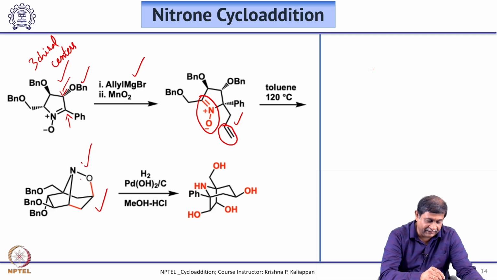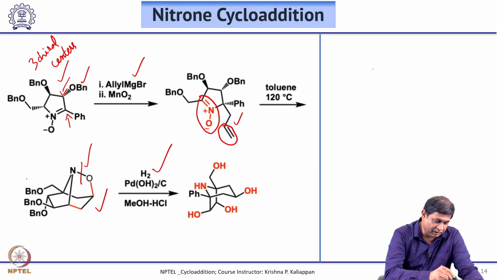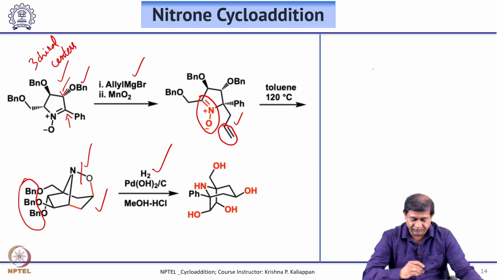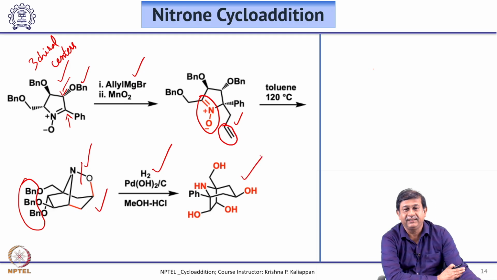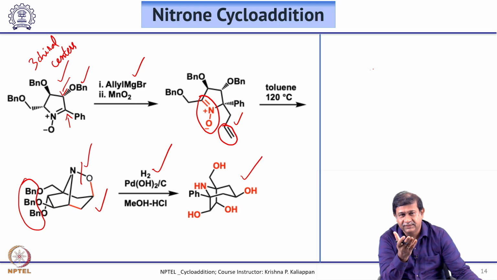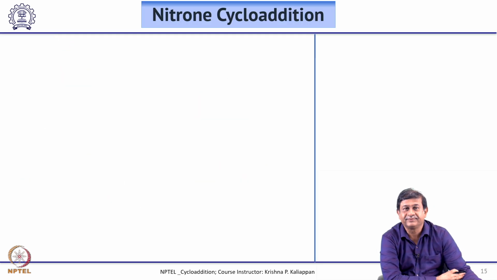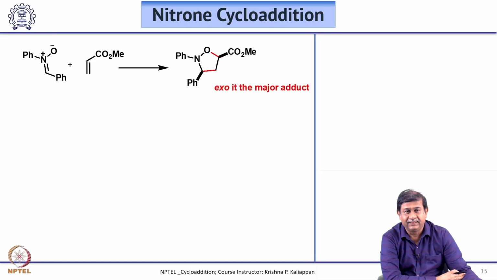So, now when you cleave this NO bond under hydrogenolysis condition, not only the NO bond will cleave, you can also remove the benzyl group. So, that will lead to this very interesting polyhydroxy compound. Okay. Basically, if you look at this, in 4 steps from nitrone, you could get very complex natural product. Okay. And of course, this I have already discussed.